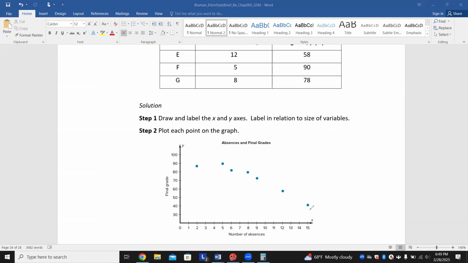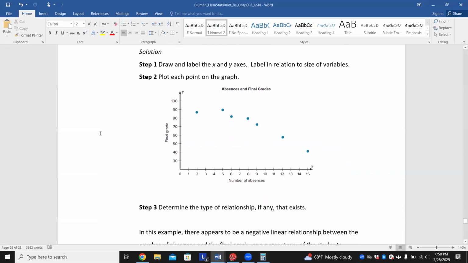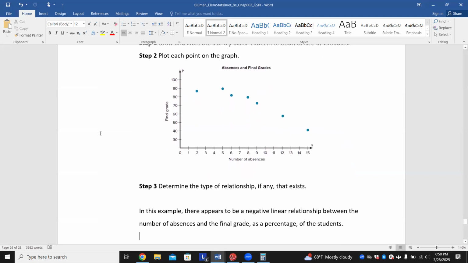So you can see my data. Once I've plotted my data, now I'm able to determine the type of relationship, if any, that exists. So you'll see in this example, there definitely appears to be a negative linear relationship between the number of absences and final grades as a percentage. And that, again, should have been common sense, but we can now use data to back that up, right? If you're not in class, you're most likely going to fail. It's hard to learn if you're not there.